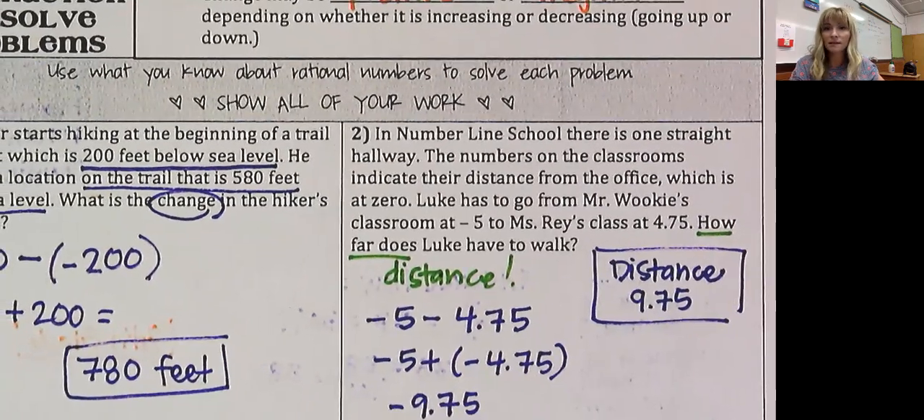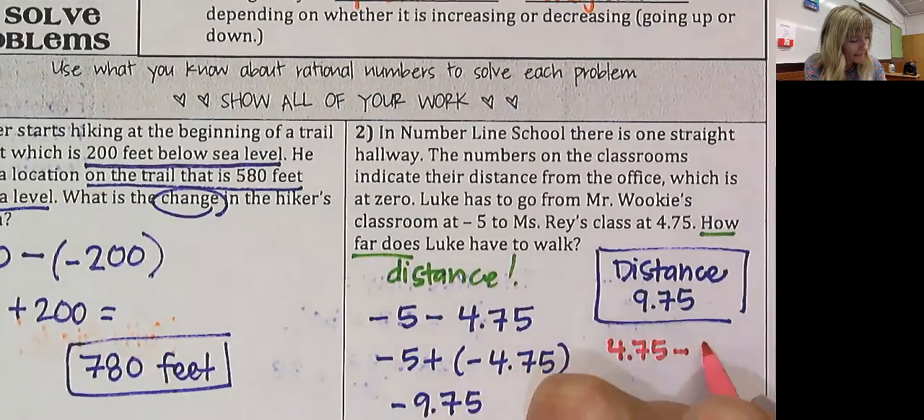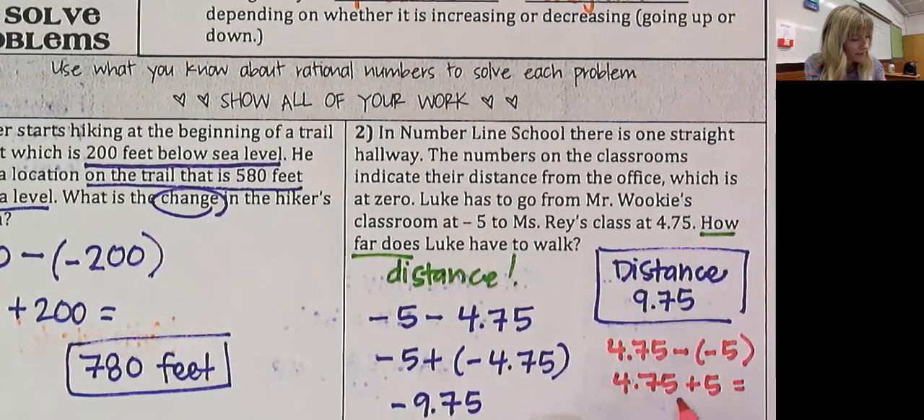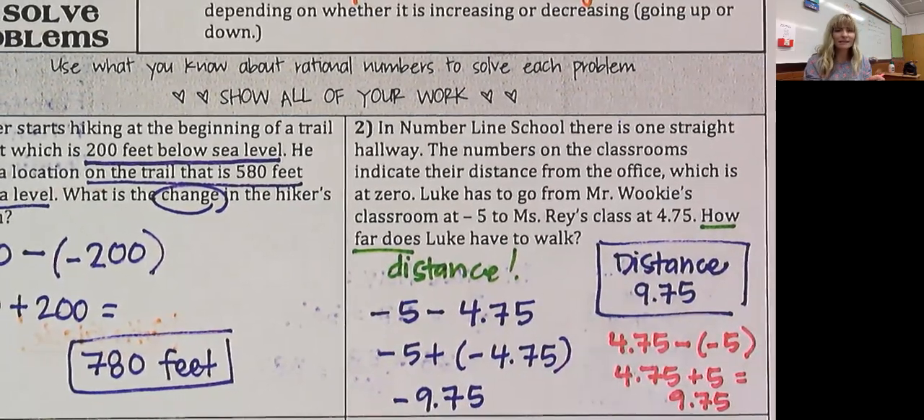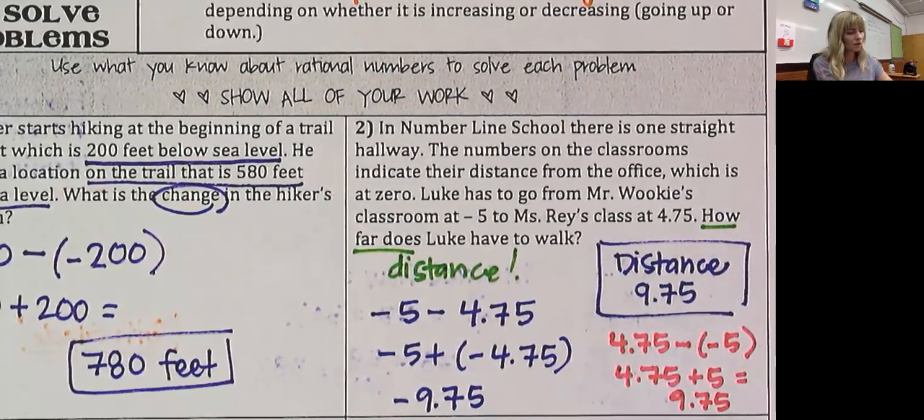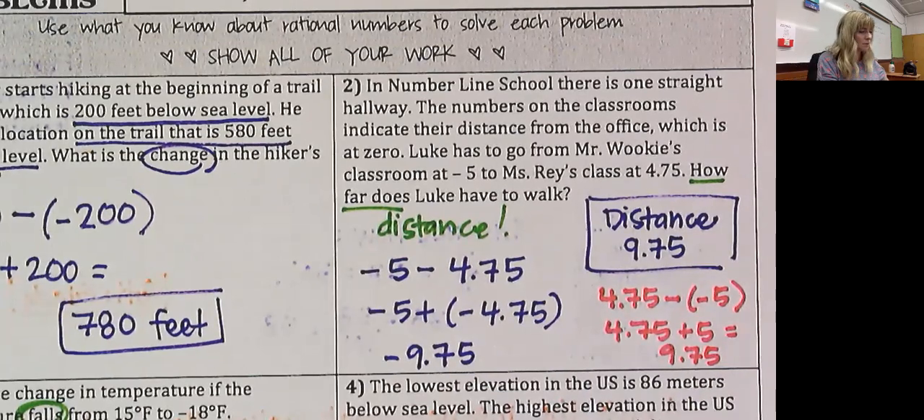How far does Luke have to walk? That's a distance question. And I showed it this way. A lot of you probably flipped it around even. And I'm going to show you one more setup. If you did it like this, 4.75 minus -5, guess what? That would turn into 4.75 plus 5, which still equals 9.75. It doesn't really matter for this particular problem as long as you remember that distance is positive. So when I'm done, my answer is going to be positive because a negative distance doesn't make any sense. So regardless of which way you set it up, make your final answer positive because it's distance. Okay, here we go, number 3.